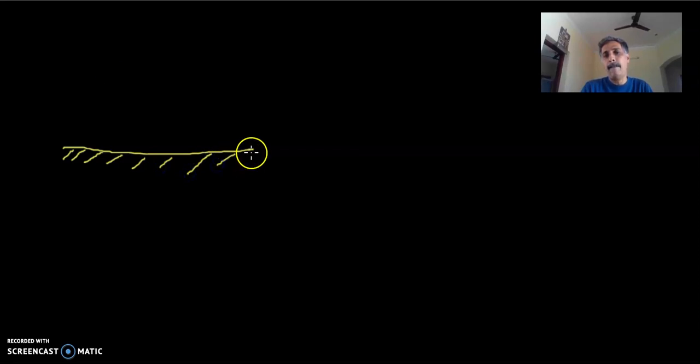Let me take a pen and draw. First let me draw a surface. This is a reflecting surface. Usually a reflecting surface is represented like this. Okay, so this is a reflecting surface.